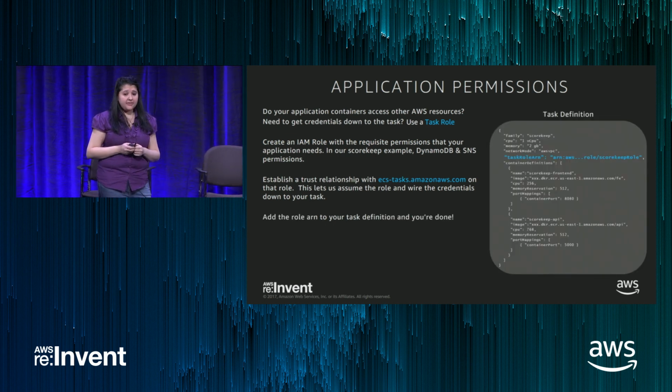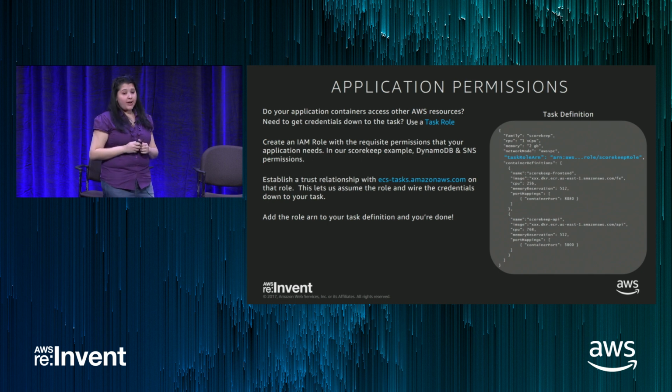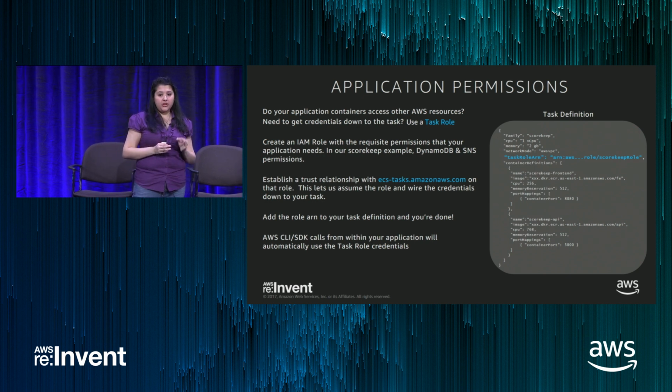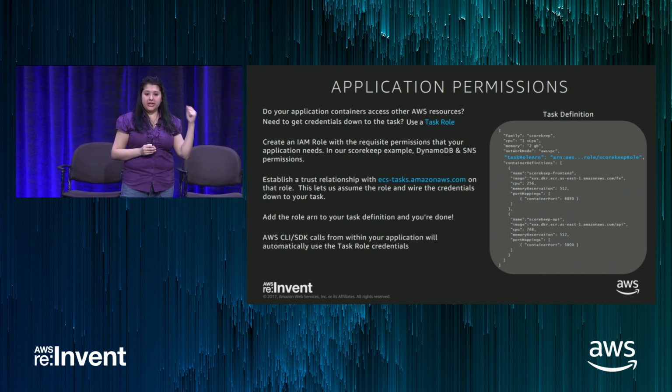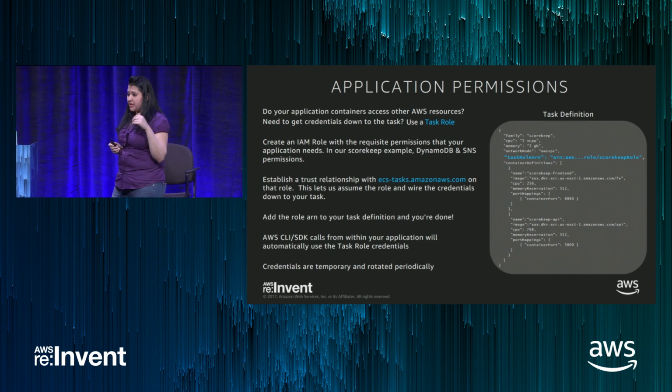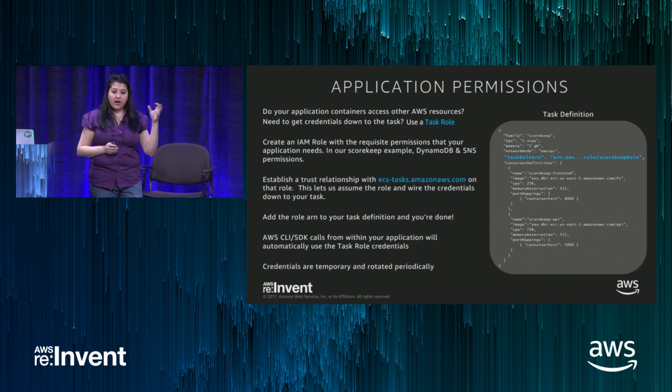And then in your task definition, there's another new parameter where you pass us the role ARN that you've created. And then that's all you need to do. Any AWS SDK or CLI calls that you make from your application will then automatically use credentials from your task IAM role. Also, as a feature of IAM, these are temporary credentials, and they're automatically rotated periodically for you.